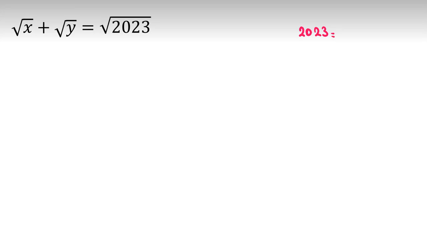2023, is it a multiple of 3? No. The sum of digits is not a multiple of 3. Multiple of 5? No. Multiple of 7? Let's check. 7 times 2 is 14, 7 times 8 is 56 plus 6 is 62, 7 times 9 is 63. Yes, it is a multiple of 7. 289 is 17 squared.